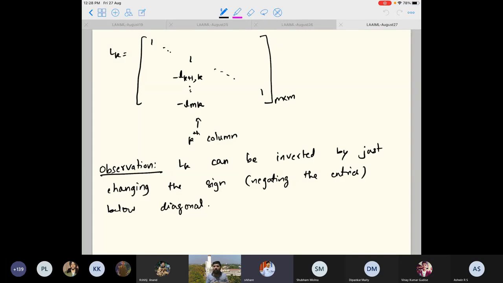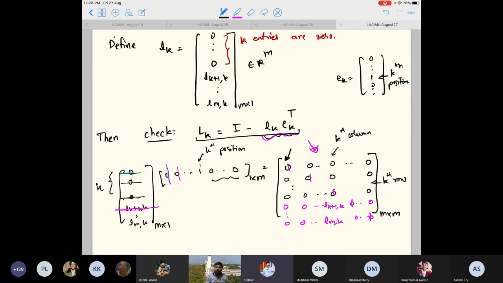So what you observed in the example is not just luck. This is true for all such matrices. This is an amazing thing. If you have a matrix LK which is of this particular form, then computing the inverse of that LK is no big deal. You just write it down in this form and that's it. Your job is done. Is it okay? This notation is a little cumbersome for the general proof, but I think this is something that you have to understand.